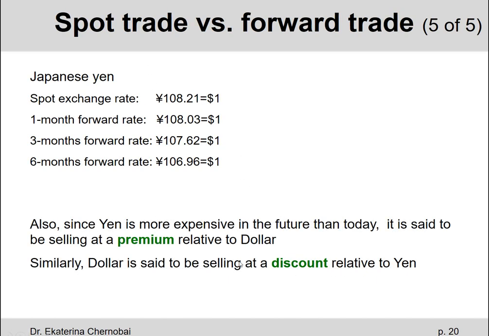Another term that means the same thing is premium versus discount. So you can also say that since yen is more expensive in the future than it is today, the yen is said to be selling at a premium relative to the dollar. And similarly, the dollar is said to be selling at a discount relative to yen.